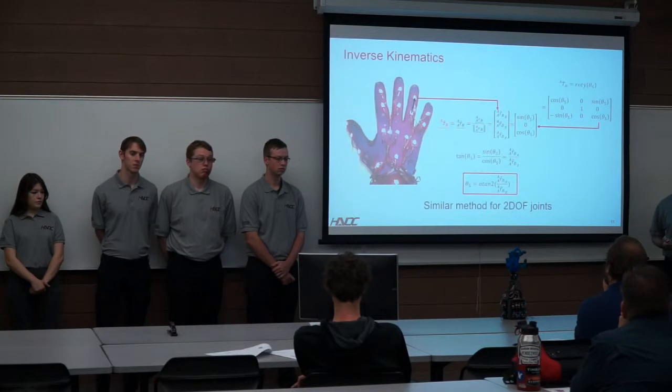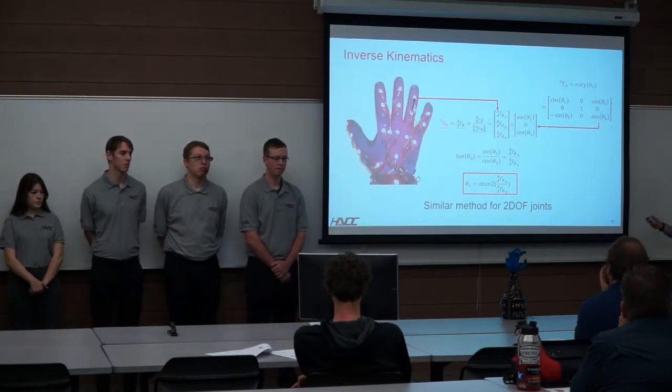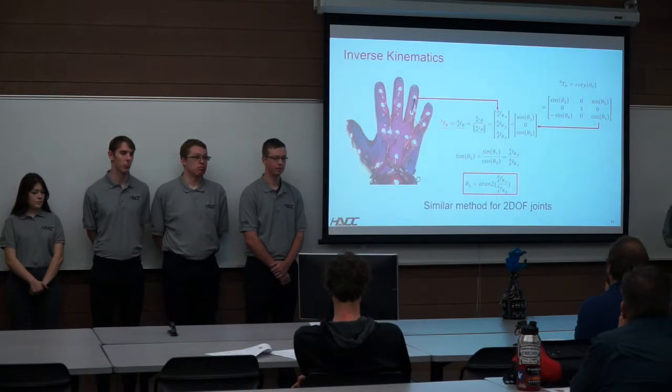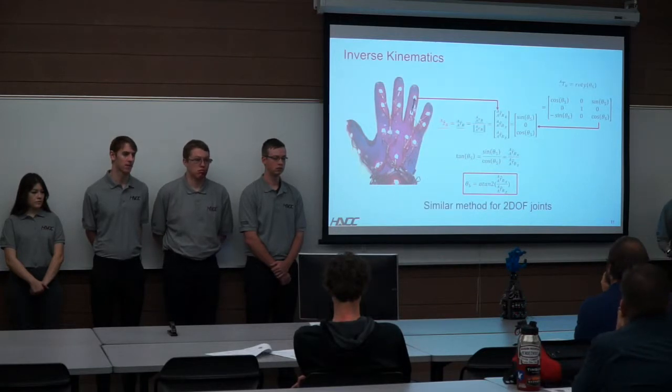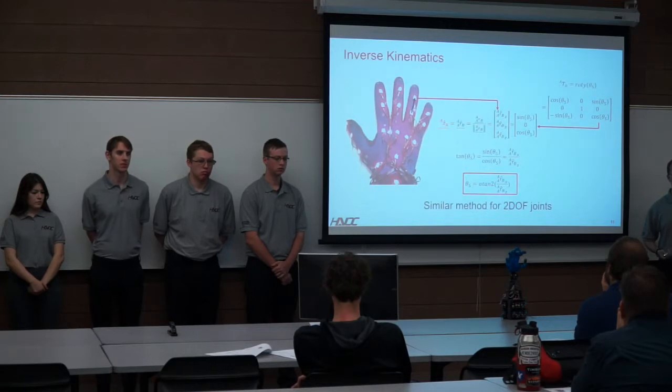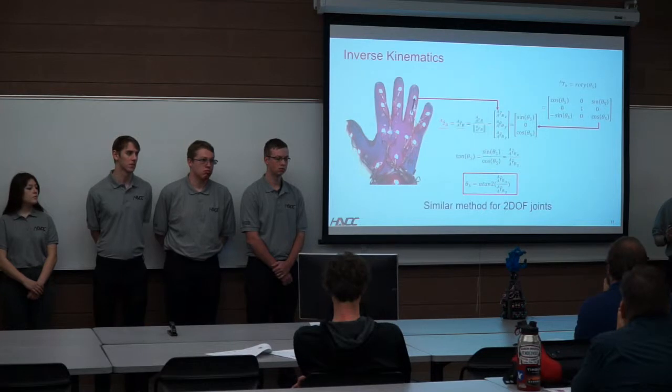Now, this method can also be applied to a 2-degree freedom joint. The only difference is that the transformation matrix would have 2 multiplied together, but we would still have 3 equations and 2 unknowns, so it's still easily solvable. However, in the case of a 2-degree freedom joint, there are 2 solutions, a lefty and righty solution, where the robot can orient in 2 different ways to reach the same end effector.